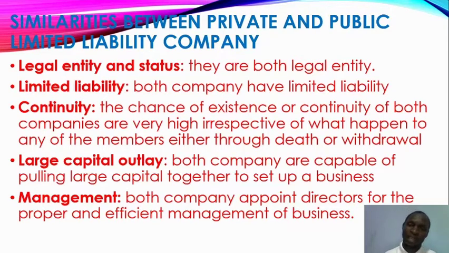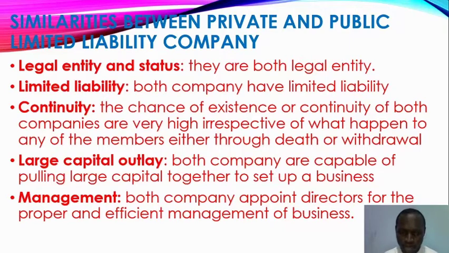And they are both legal entities, which we have explained earlier. What it means here is that the business can stand on its own. It's an artificial person. Limited liability: both companies have limited liability. Continuity: it can exist with or without any of the members. Large capital outlay: both companies are capable of pulling large capital together to set up a business.